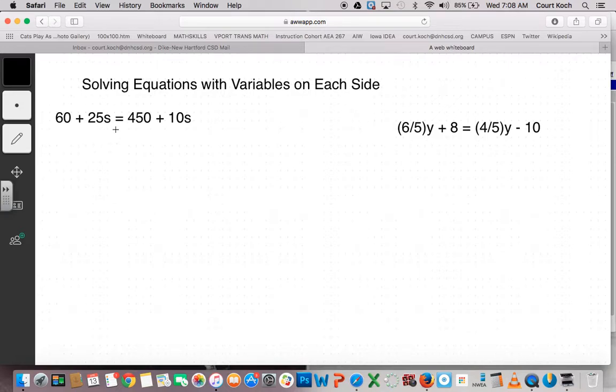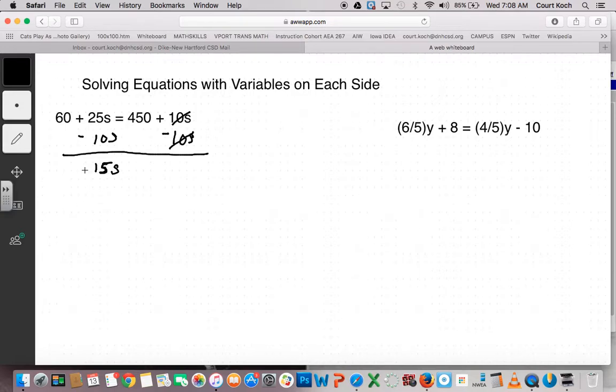So first things first, I could subtract 25s or subtract 10s. I'm going to subtract 10s first. Remember, it doesn't really matter which way you go. Minus 10s, this will cancel. 25 minus 10 is going to be 15. Carry along the s.